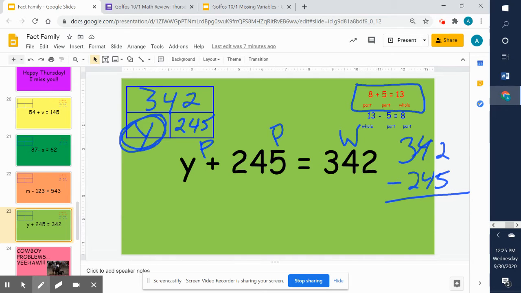So 4, borrow from that 4. So 12 minus 5 is 7. Then I jump next door. That 3 minus 4 also does not work. So 3 becomes a 2. I'm just borrowing. 13 minus 4 we have is 9. And 2 minus 2 is 0. So my answer will be y equals 97.